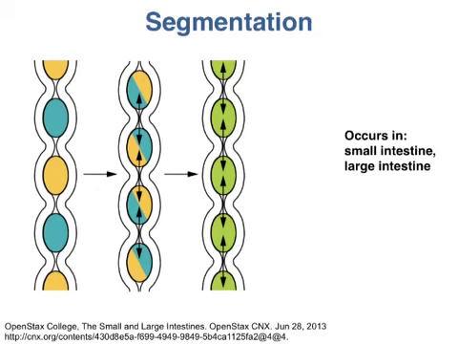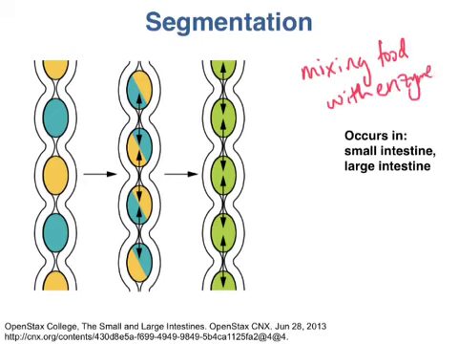Segmentation is also a form of mechanical processing, and segmentation is just basically mixing food with enzymes. So in a way, this is preparatory to starting the chemical digestion process. So it's rhythmic constrictions of non-adjacent segments. So first this segment squeezes, and then this segment squeezes, and in the process, you get the food and the enzymes mixed together.